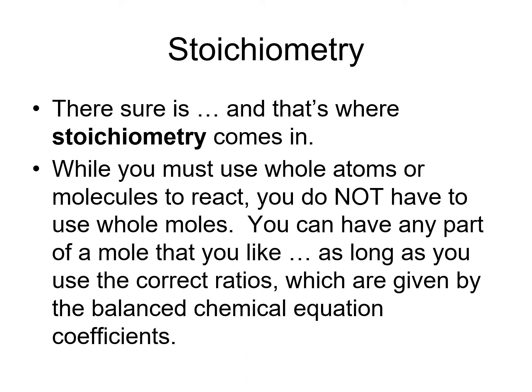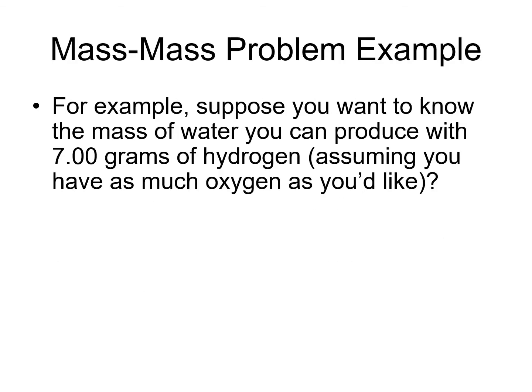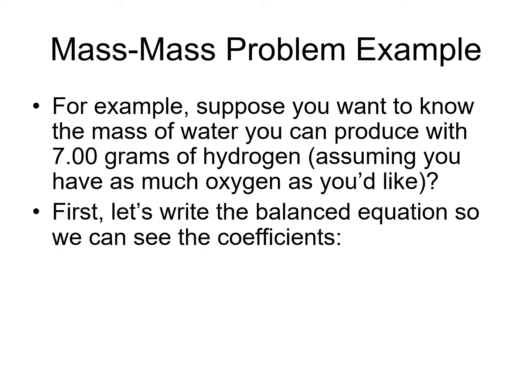You do have to use whole atoms or whole molecules to react, but you don't have to use whole moles. You can have any part of a mole you like, as long as you use the correct ratios, which are given by that balanced chemical equation. So for example, let's say you want to know the mass of water you can produce with 7 grams of hydrogen, assuming you have as much oxygen as you'd like.